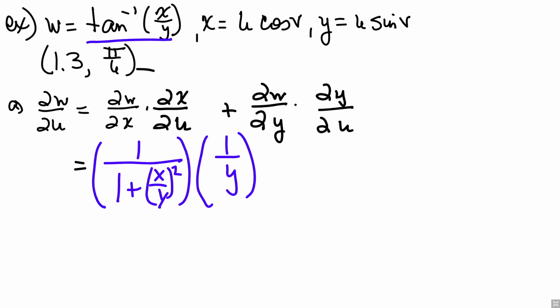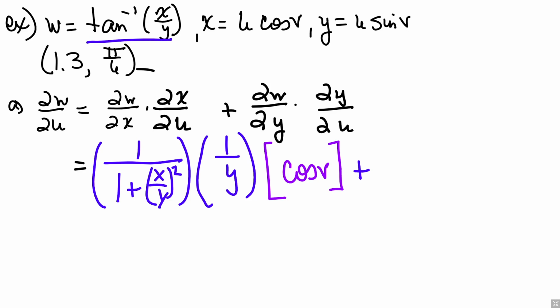Now I'm going to multiply that by the partial of x in respect to u. So if I do the partial of x in respect to u, I'm just going to be left with what? Cosine v. Okay. All right, so we've done the first portion.